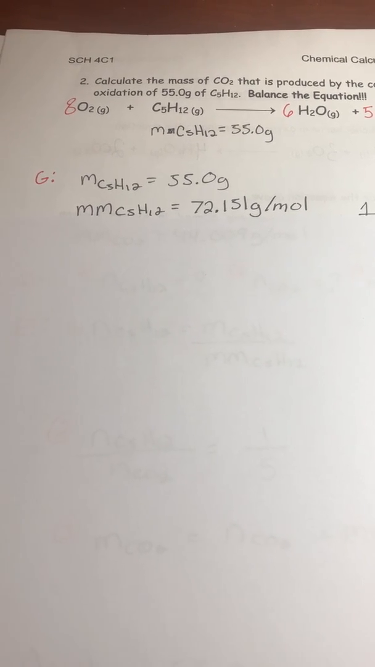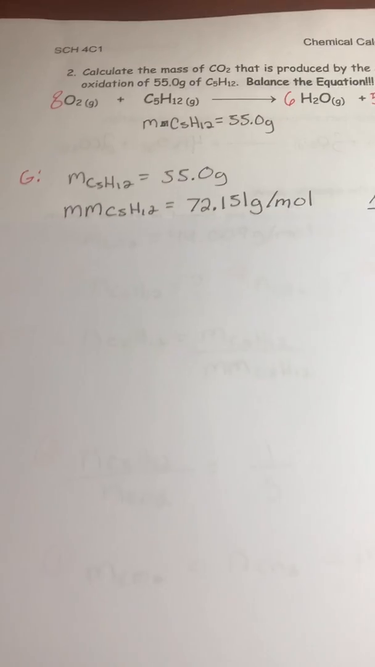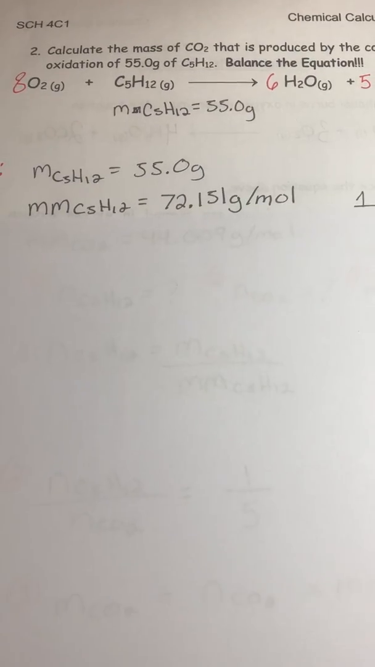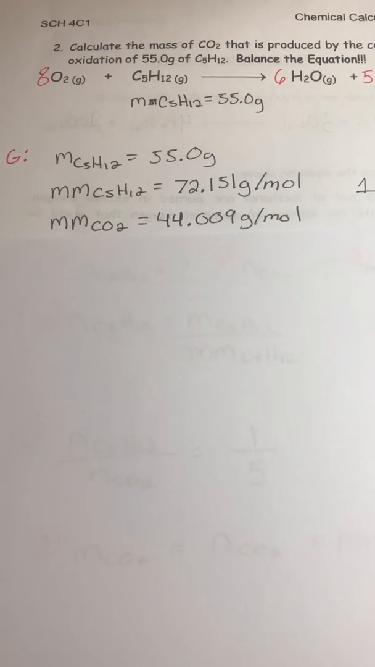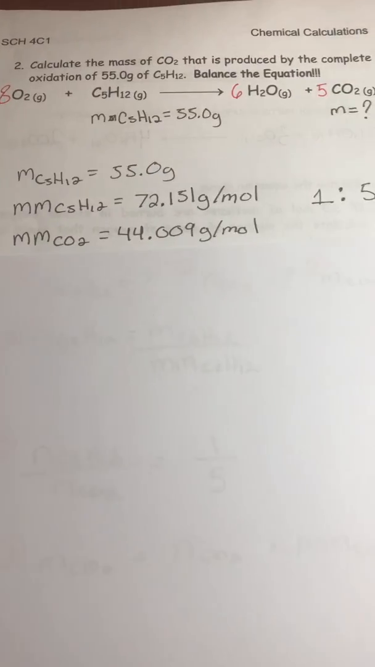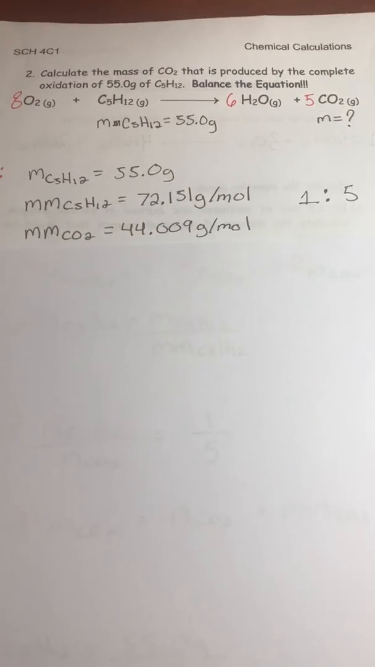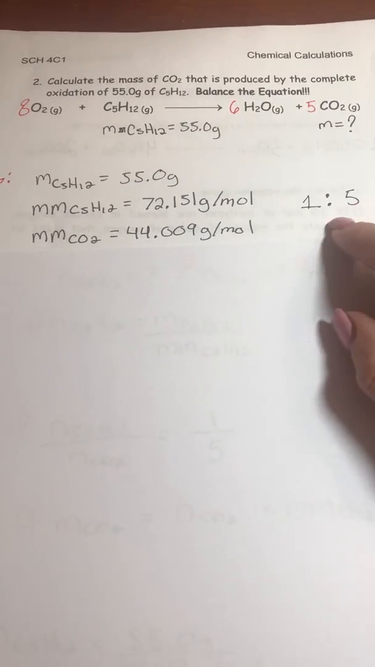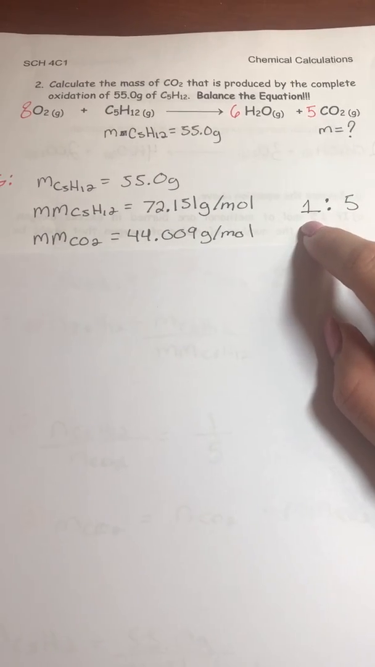And then because I know the mass, I should also write down the molar mass for it. And then also the molar mass of CO2, since I need to know the mass of CO2. And then I also wrote down my ratio between C5H12 and CO2.